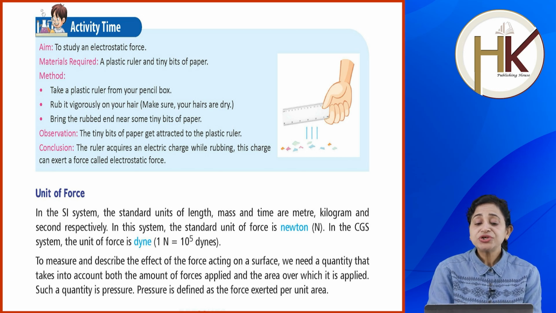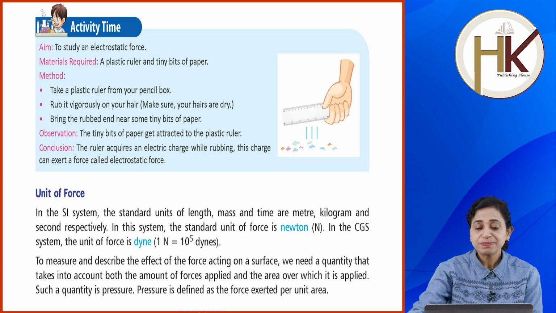Method: take a plastic ruler from your pencil box. Rub it vigorously on your hair. Make sure your hair is dry. Bring the rubbed end near some tiny bits of paper. Observation: the tiny bits of paper get attracted to the plastic ruler. Conclusion: the ruler acquires an electric charge while rubbing. This charge can exert a force called electrostatic force.